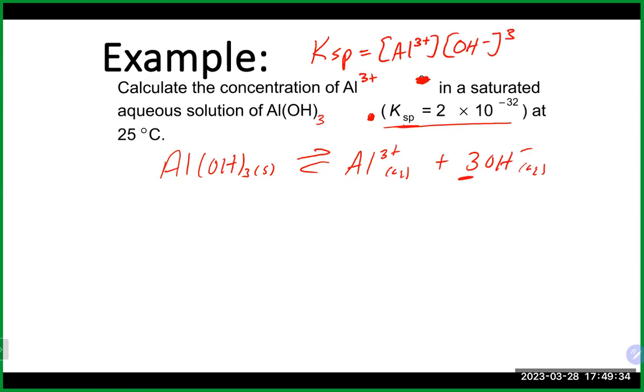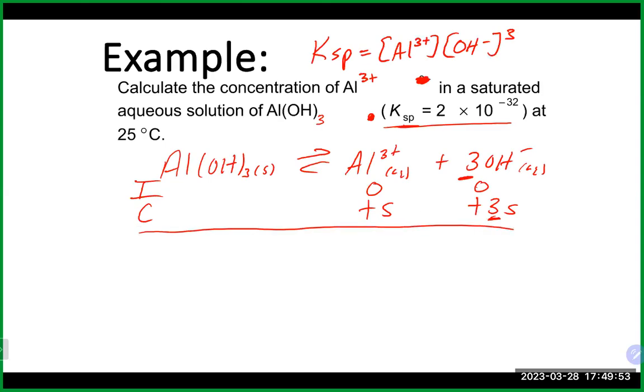So doing our ICE table here, we're going to start with 0 of each of these. Change is going to be plus S, and again, we want to make sure that we also take the coefficient into account here. So that's going to be plus 3S. That will give us S and 3S in this case. Any questions on the ICE table here?